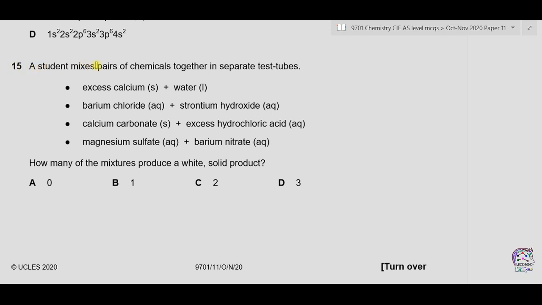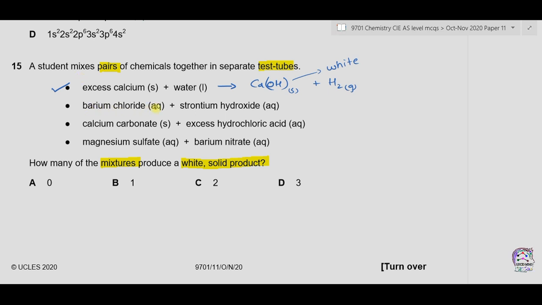Question 15. A student mixes pairs of chemicals together in separate test tubes. We have excess calcium plus water, barium chloride plus strontium hydroxide. Different reactions are given. How many of the mixtures produce a white solid product? Now let's find the products. First one is excess calcium solid plus water liquid. So it forms calcium hydroxide precipitate, which is very slightly soluble along with hydrogen gas. The color of calcium hydroxide is white. So this option is correct.